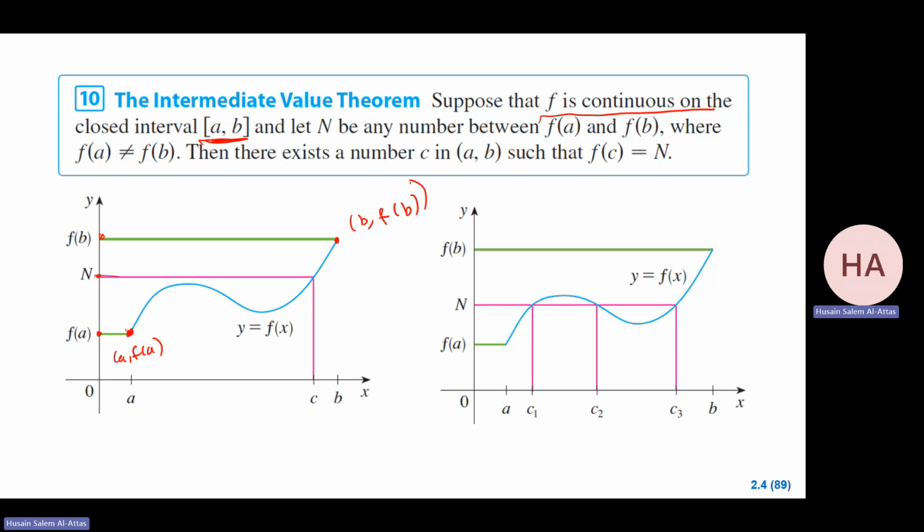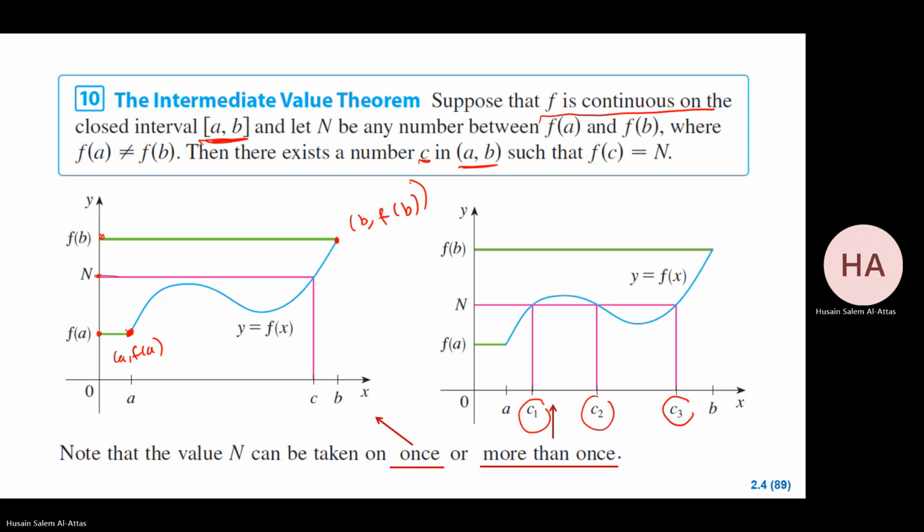Impossible. So for any n between f of a and f of b, where f of a is not equal to f of b, there exists a number c in this open interval, so that f of c is equal to n. By the way, you can have more than one point, more than one c. We can have this, but at least one. For sure, there should be one. Actually, the value can be taken once or more than once.